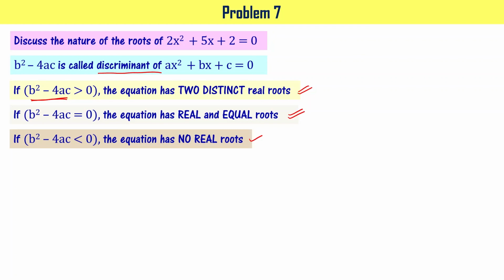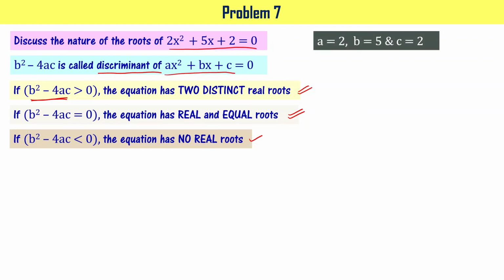Now if you compare the given quadratic equation 2x square plus 5x plus 2 equal to 0 with ax square plus bx plus c equal to 0, you say that a equal to 2, b equal to 5 and c equal to 2, right? Now let's substitute these values into b square minus 4ac such that based on the value we can say whether the given equation is going to have real roots or not. If they have real roots, whether they are going to be distinct or equal roots, right?